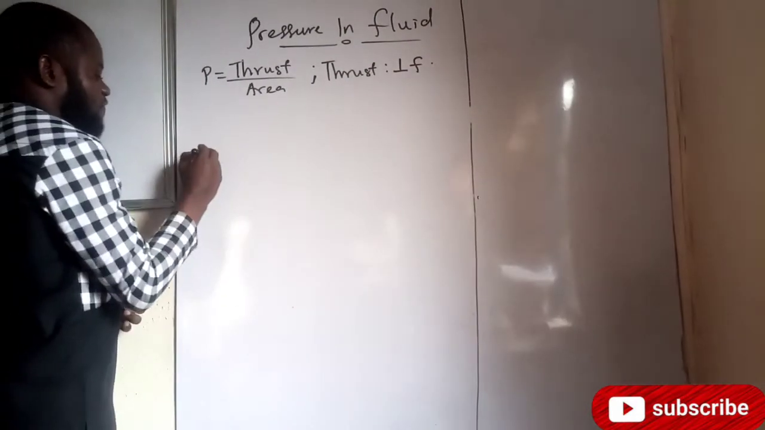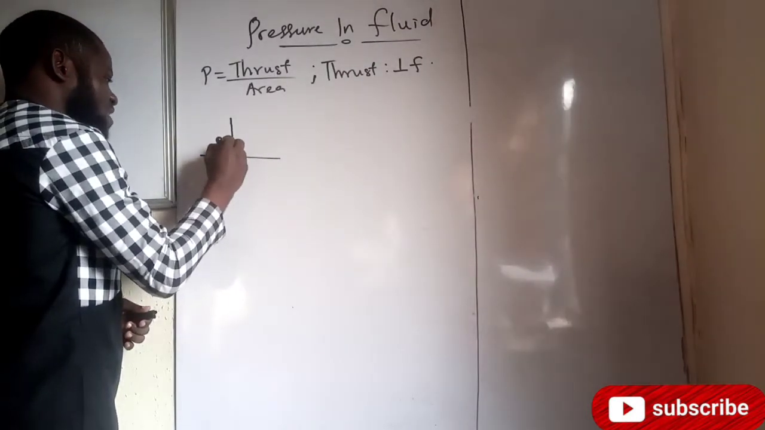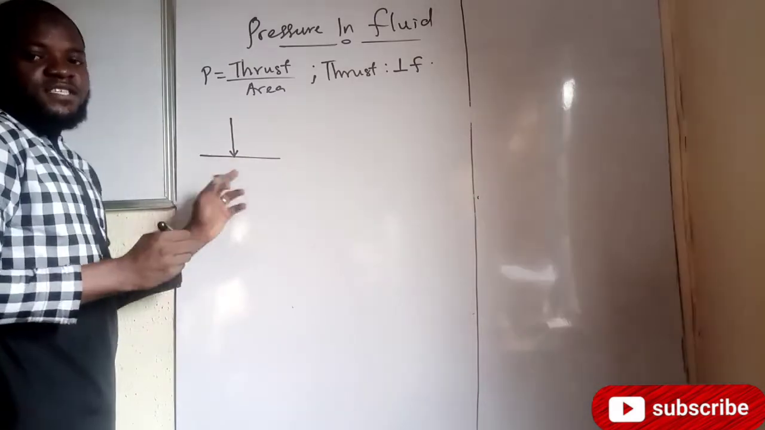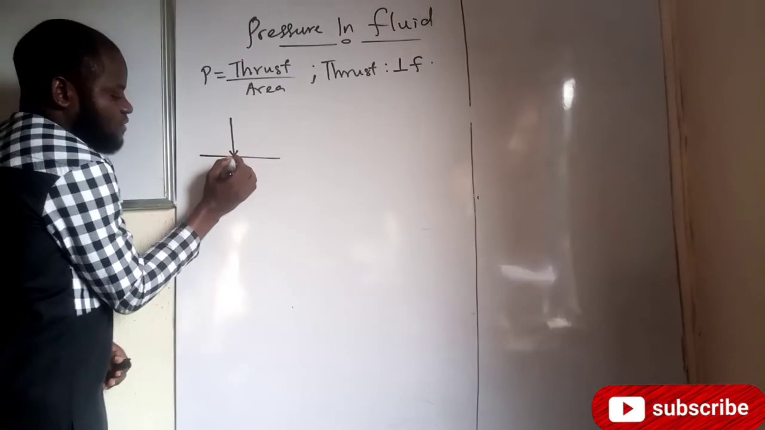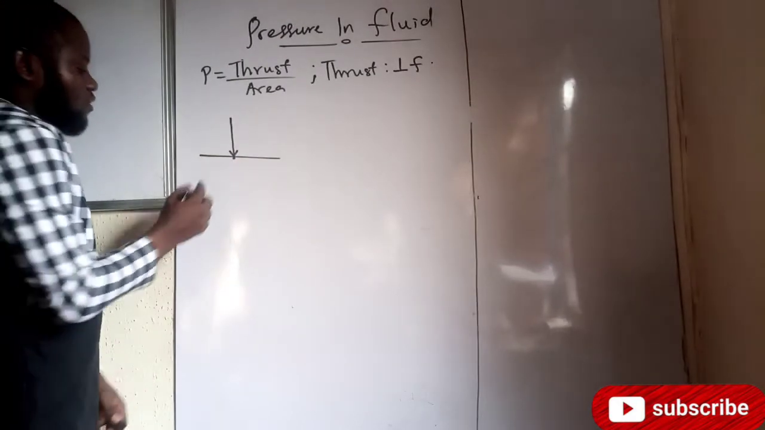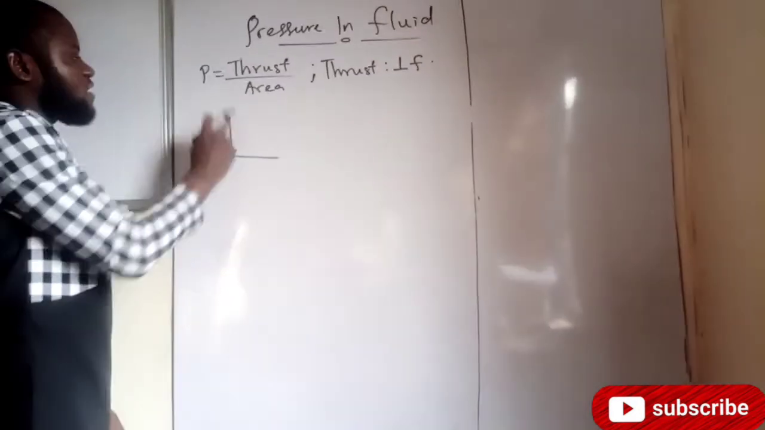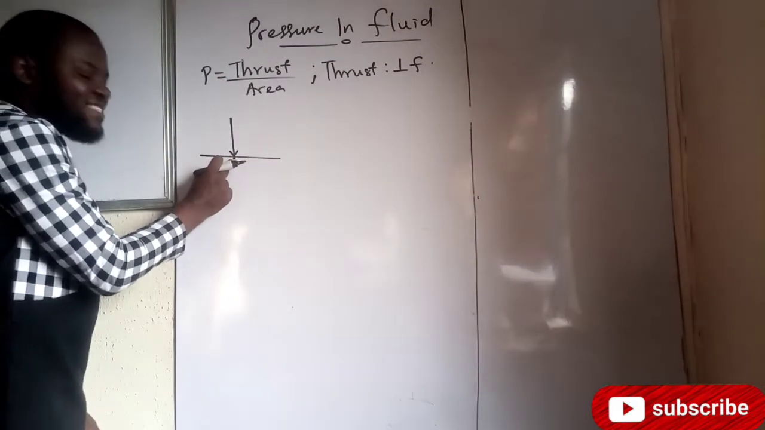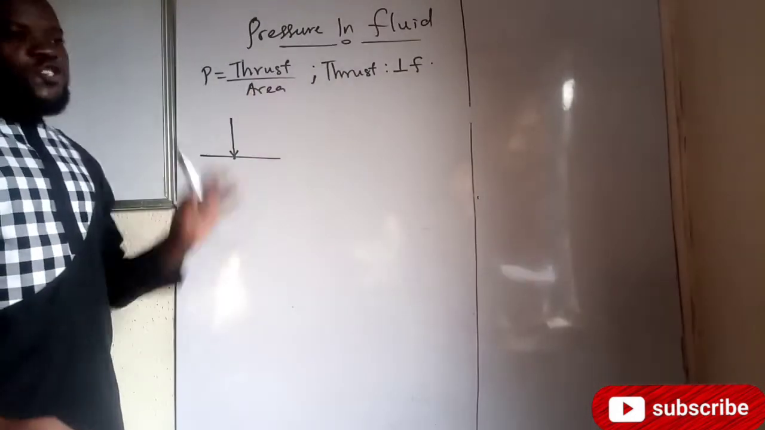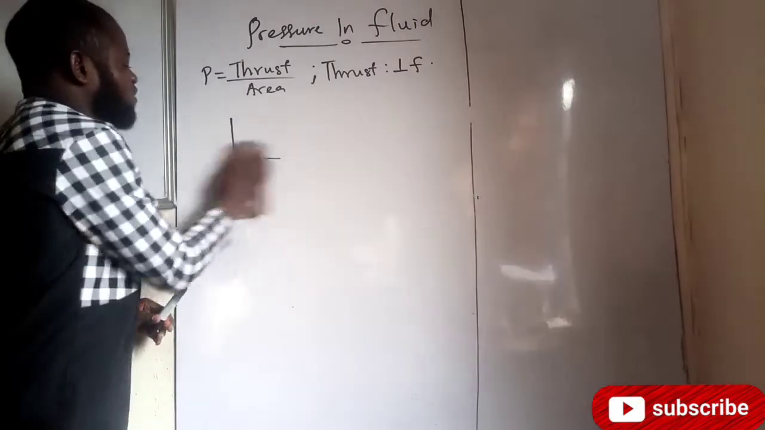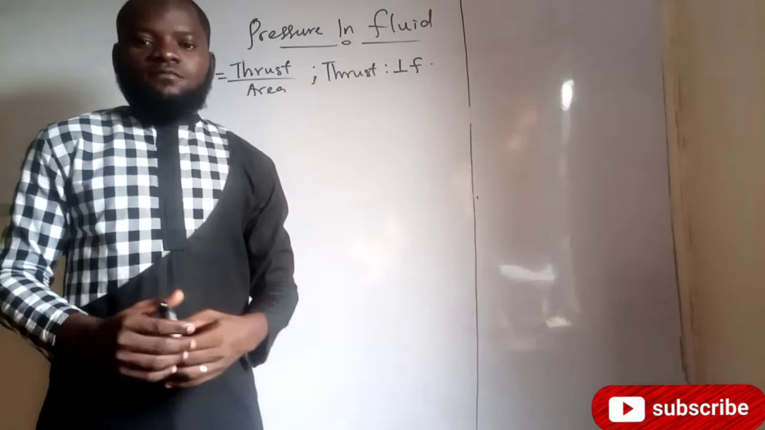Take for instance, if I have this as a surface area, then I apply a force perpendicular to this area. This force is only in contact with this point only. So the perpendicular force divided by the area of this point will tell us the pressure exerted at this area. But we'll talk about that for solid. Now we want to see how fluid also exerts pressure.